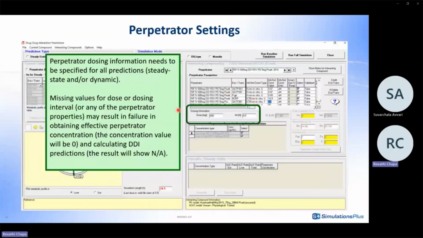Okay, and then you could also give the dosing information of the perpetrator here, or alternatively have an MDD file in your perpetrator compound that defines the dosing information, like the way that I showed for the substrate. So we can do that for the perpetrator as well.